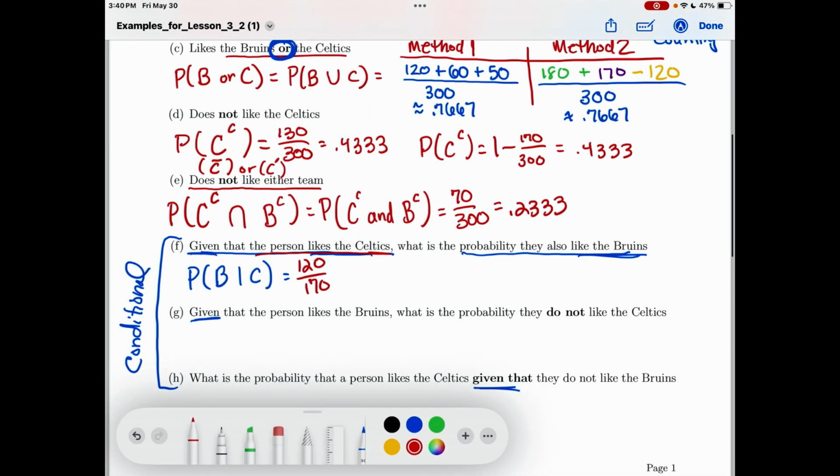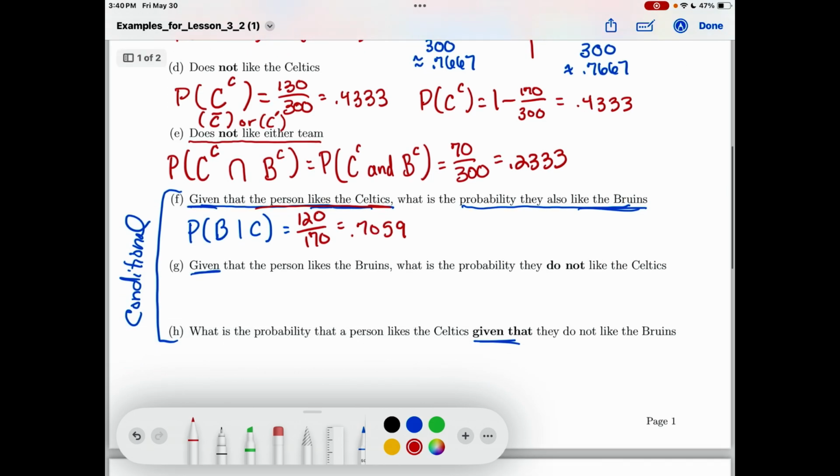So we have 120 out of 170. And when we divide that, we get 0.7059 when we round to 4 places.